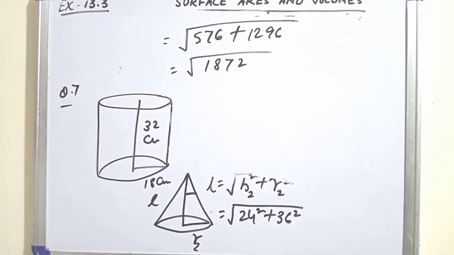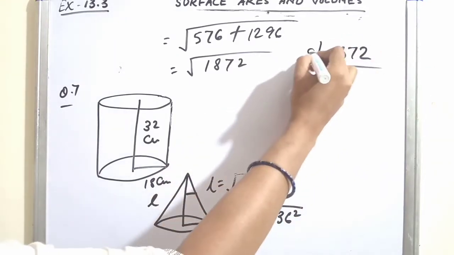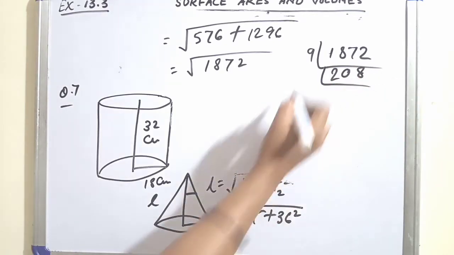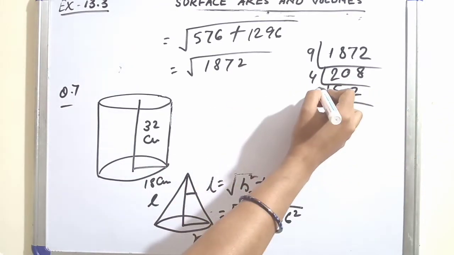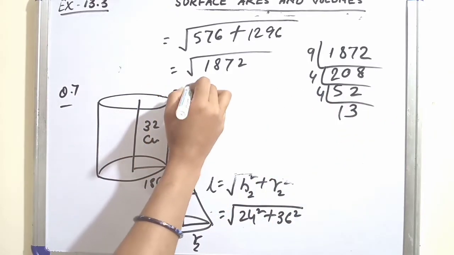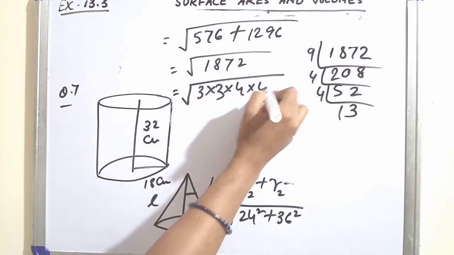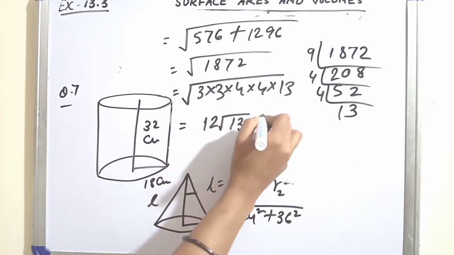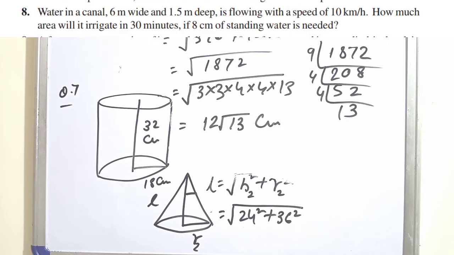Now taking the LCM of 1872, we get 3 into 3, 4 into 4 into 13. So that means 3 4s are 12, root over 13 centimeter. That's the slant height. Now next, question number 8.